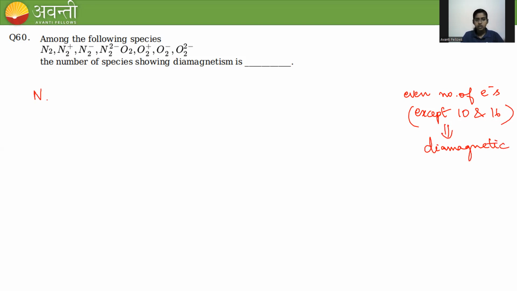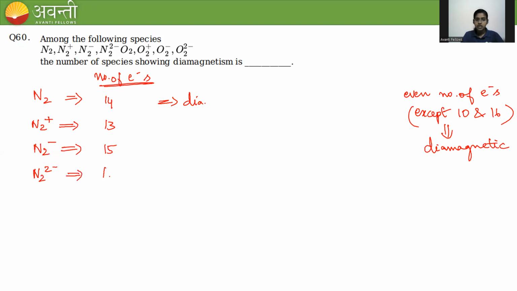Now let's calculate the total number of electrons present in each case. In case of N2, the total number of electrons is 14, right? For each nitrogen it is 7, so it is 14, which is an even number. So it will be diamagnetic in nature. Coming to N2 plus, from 14 we have to subtract 1, so it will be 13, an odd number. Coming to N2 minus, 14 plus 1 is 15, again an odd number. Then coming to N2 2 minus, it is 14 plus 2, which is 16. But 16 is an exception, so it also comes under paramagnetic character.